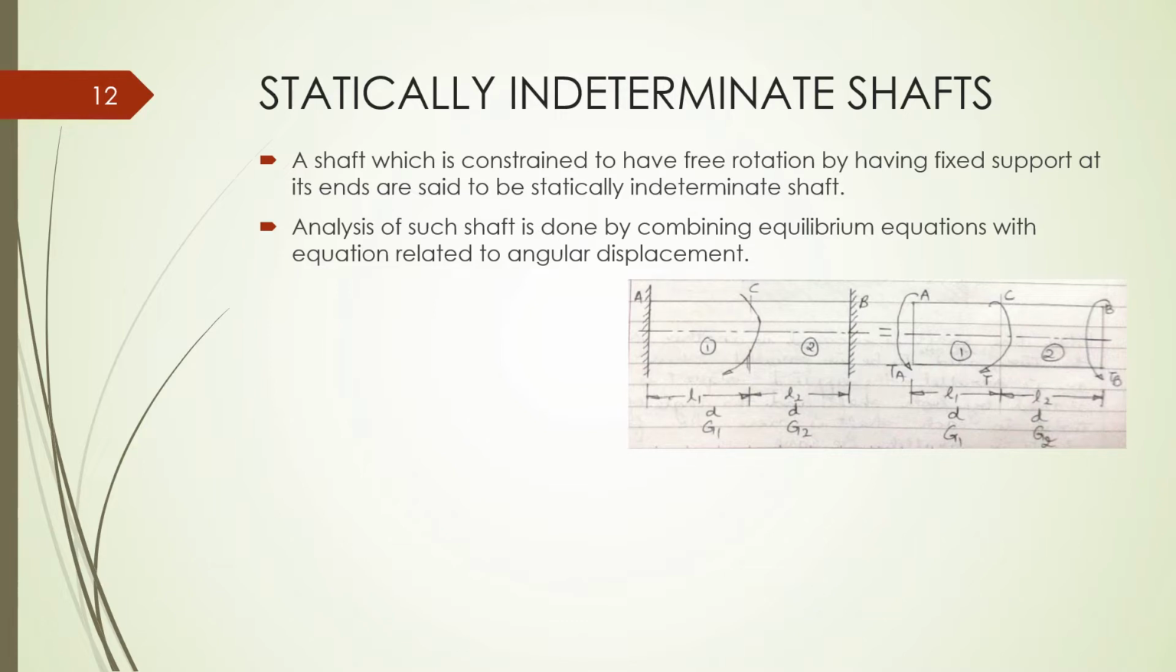A shaft which is constrained against free rotation by having fixed supports at its ends is said to be a statically indeterminate shaft. You can see over here, this is a shaft AB. Both its ends A and B are fixed. Analysis of such a shaft is done by combining equilibrium equations with an equation related to angular displacement.